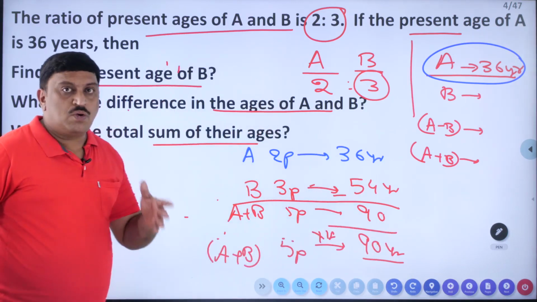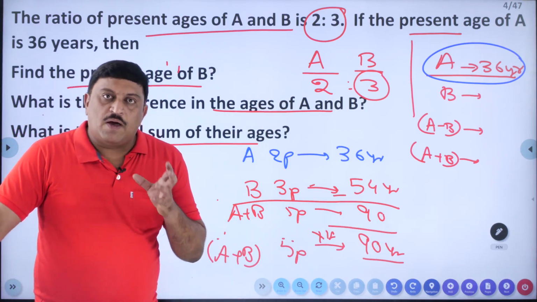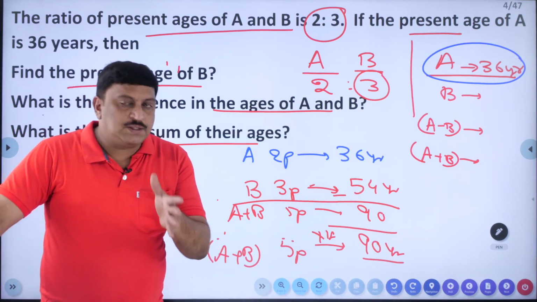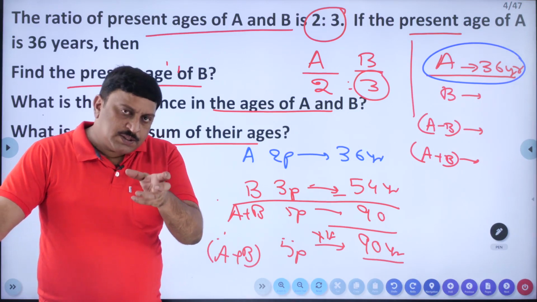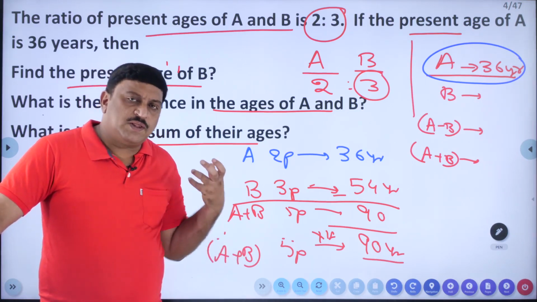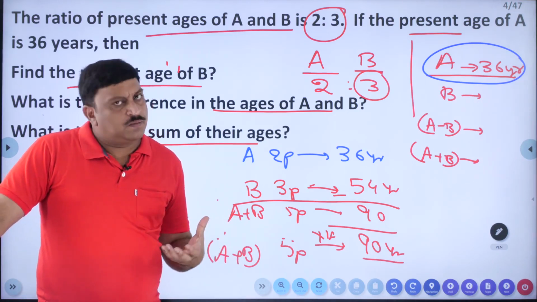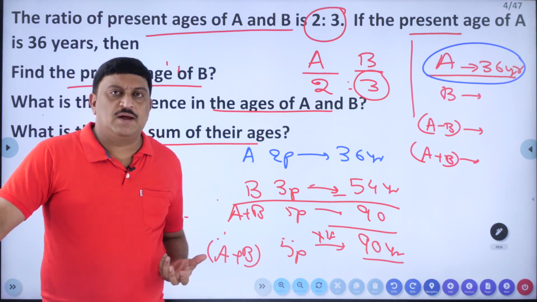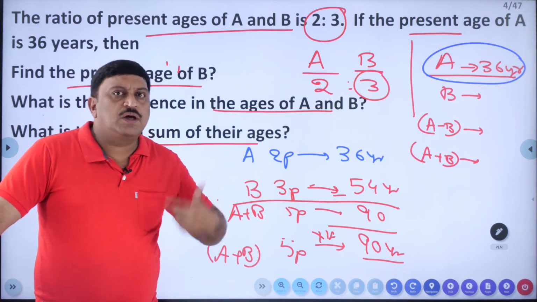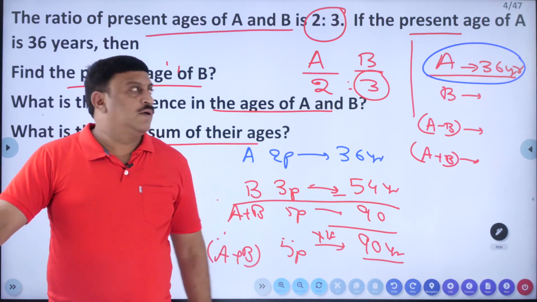So you got this one, right? Have you understood this one? Once you learn this, if you have any doubt, just pause the video, go back and revise, rewind it, and once you confirm this, only then come to the next question.